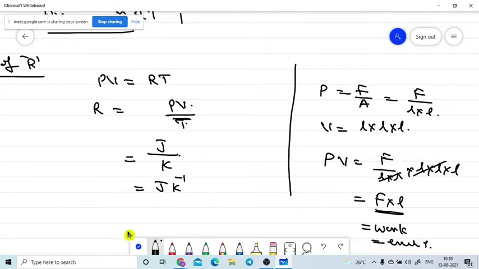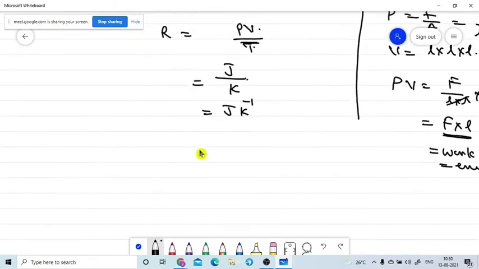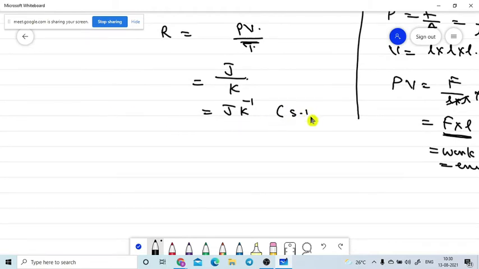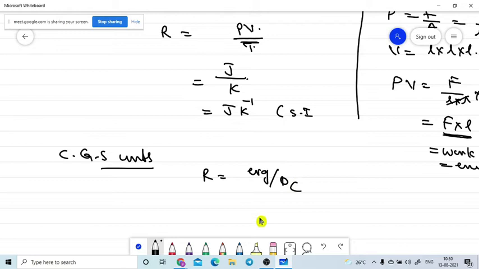Now what we have written here is the SI unit. If we go to the CGS units, R is equal to, where the work unit is the erg, erg per degree Kelvin. Otherwise we can take erg per degree Celsius, that is, erg degree Celsius inverse. That is the CGS unit.